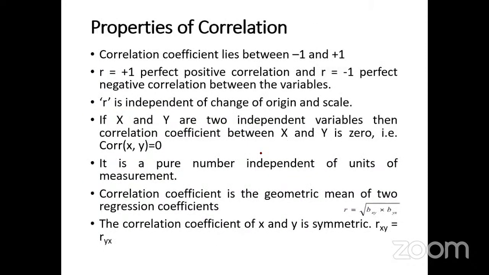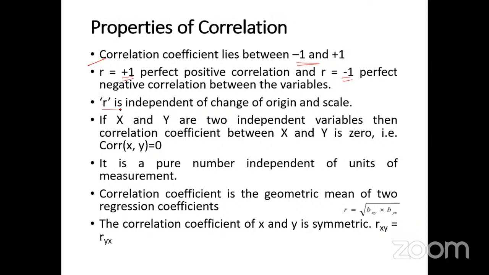Okay. Now there are some properties we need to consider while calculating the correlation coefficient, and based on those properties, different questions will arise in your competitive examination. The first: the correlation coefficient always lies between -1 and +1. We already discussed that r equal to +1 and r equal to -1 show perfect positive correlation and perfect negative correlation respectively.